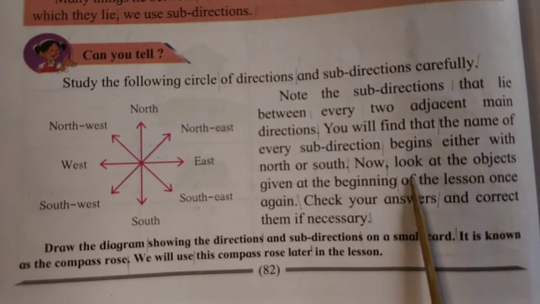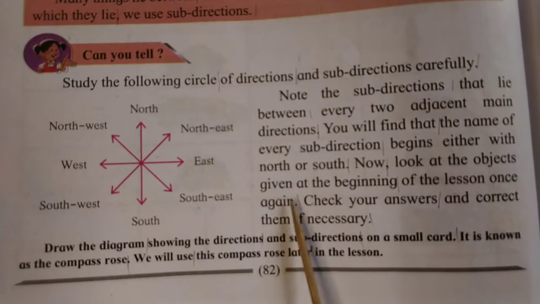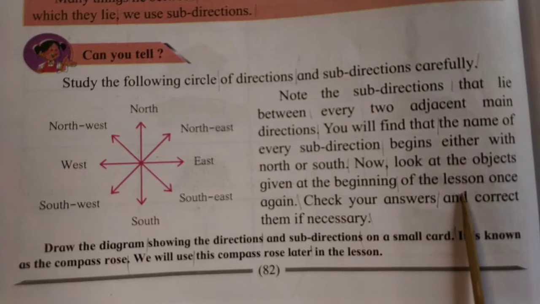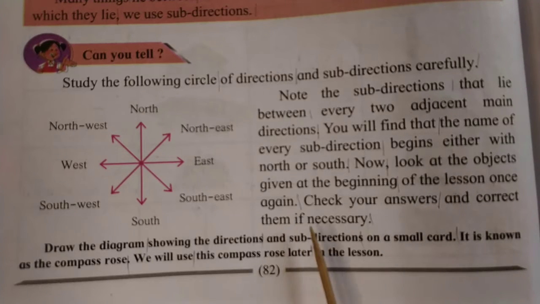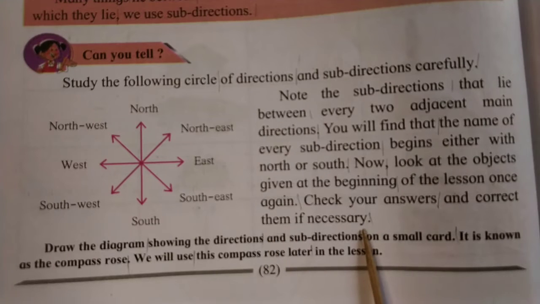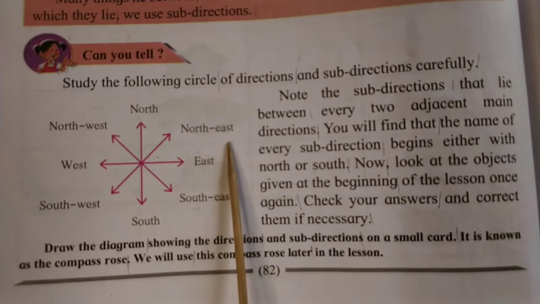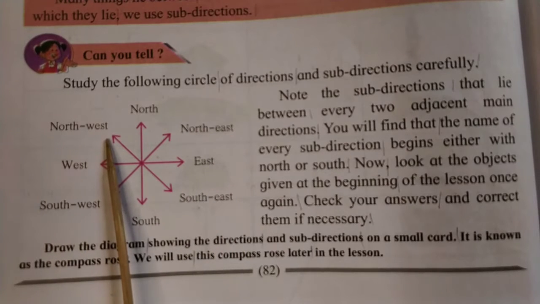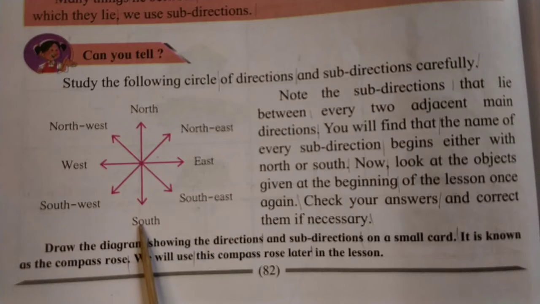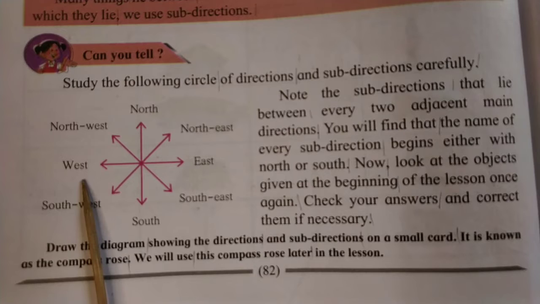Now look at the objects given at the beginning of the lesson once again. Check your answers and correct them if necessary. North, northeast, northwest. South, southeast, southwest. East, west.